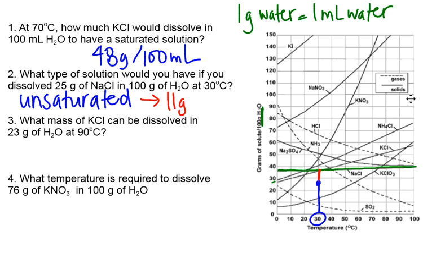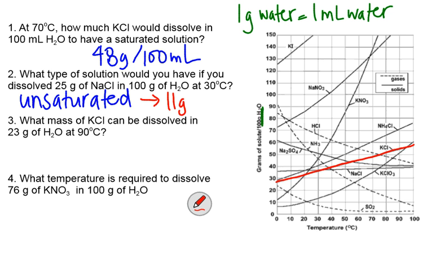All right. Oh, look at that. We're going back to KCl. All right, so I'm going to erase this again. I'm going to highlight my KCl for number 3. So here's KCl, do it in red. There we go. So what mass of KCl can be dissolved in 23 grams of water at 90 degrees?